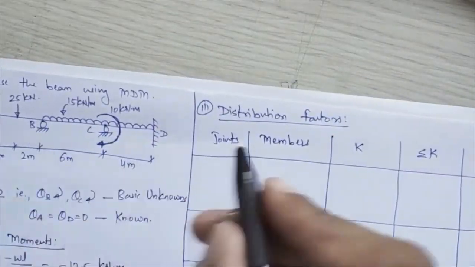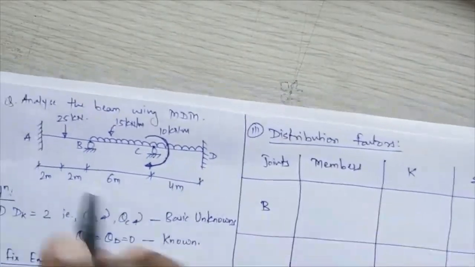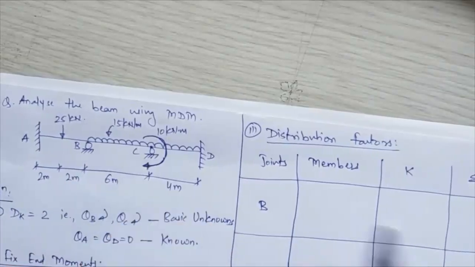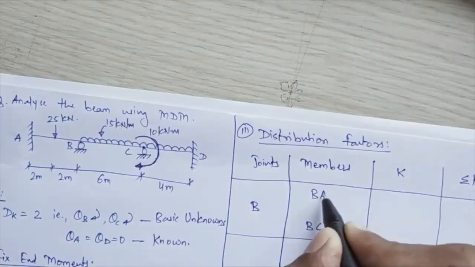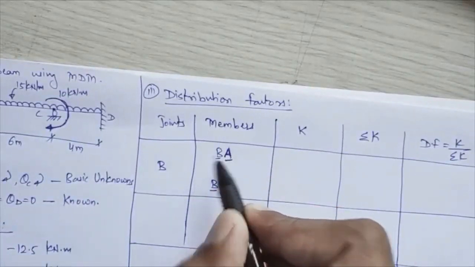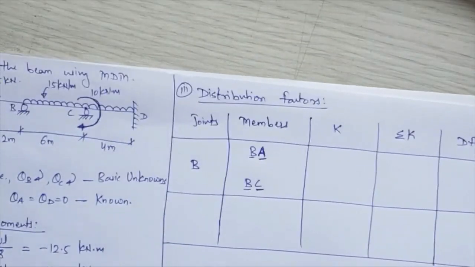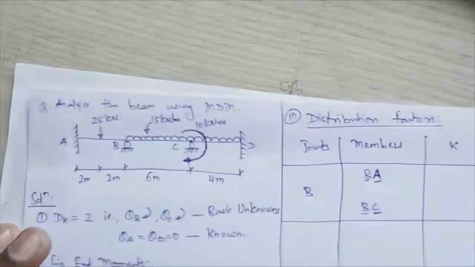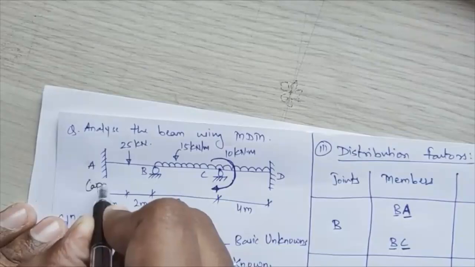But the first joint we will consider is B. Members meeting at joint B are BA and BC. So I am writing here BA and second is BC. Always write the near end first and the far end second. So your far end for the first member is A and the far end for the second member is C. Now if you see the capability of the support, joint A is the fixed support here. So a fixed support is called a capable support.